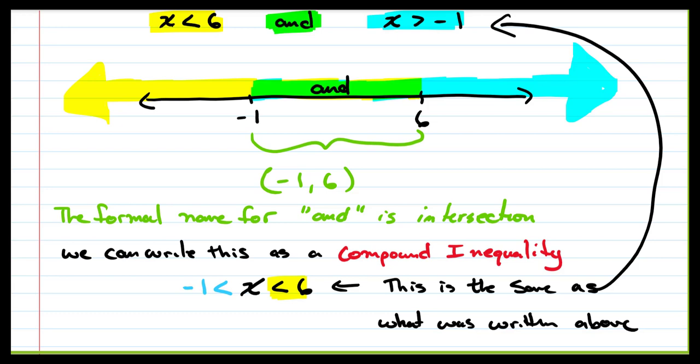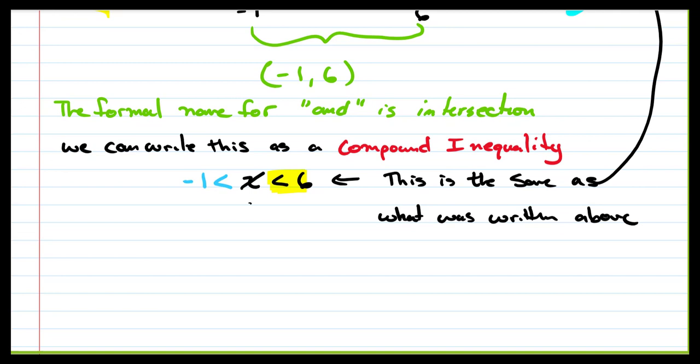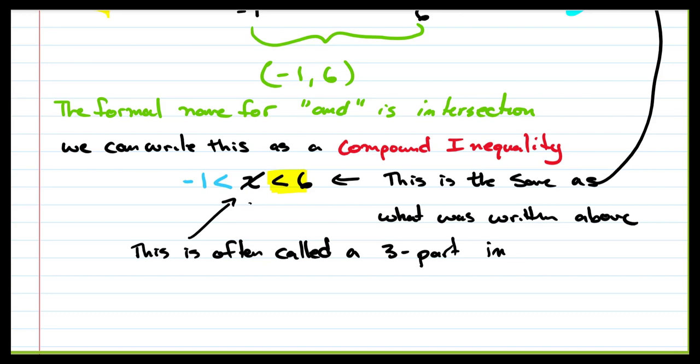It is two different ways to write the same thing. One of them, we just held them together with the conjunction and, but if we look at just the left-hand side of that, it says that -1 is less than x. And if we look at the right-hand side of this, it says x is less than 6. So it is just a more compact way to write that. So this compound inequality is often called a three-part inequality.